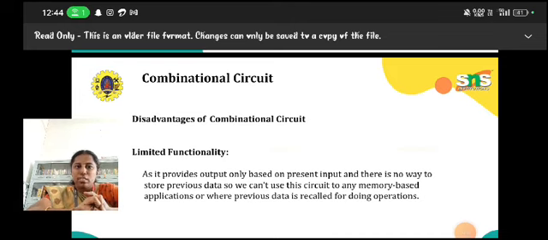These are the disadvantages of combinational circuits: it provides output only based on the present input and there is no way to store the previous data, so we cannot use the circuitry in any memory based applications or where previous data is recalled for doing operations.